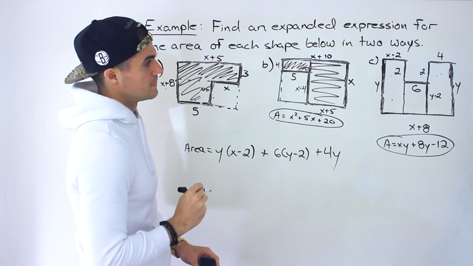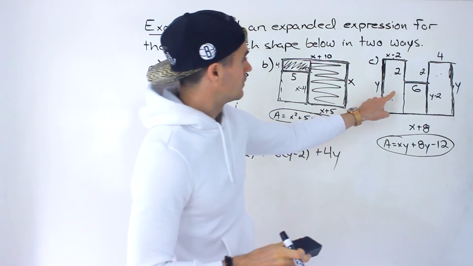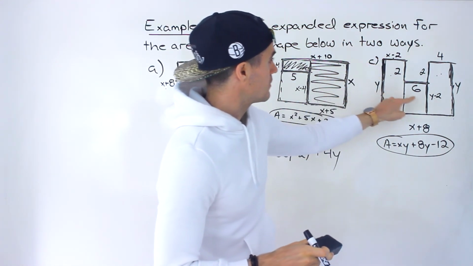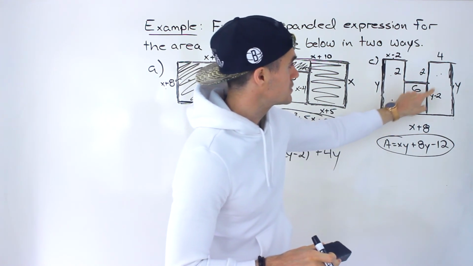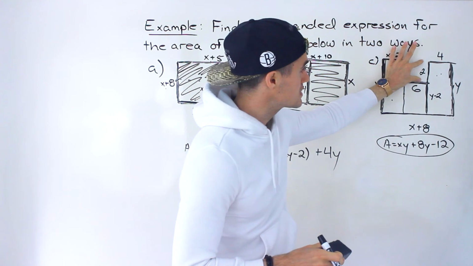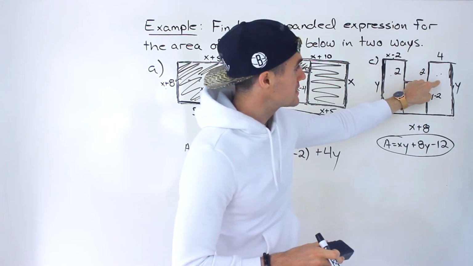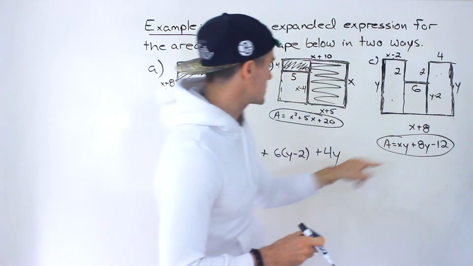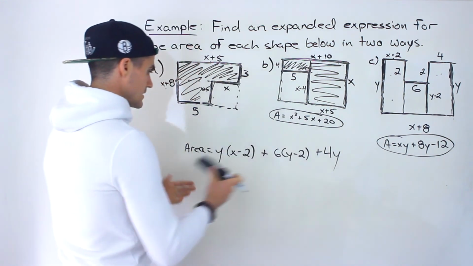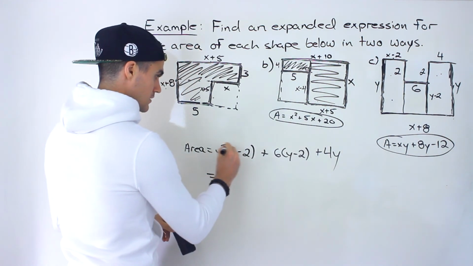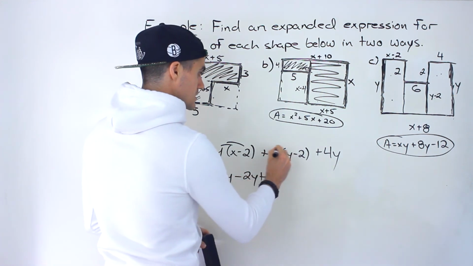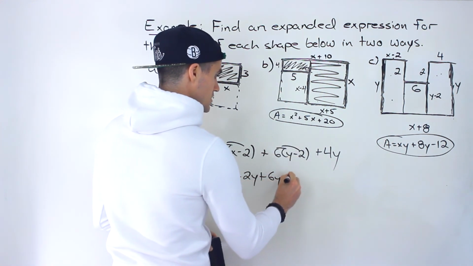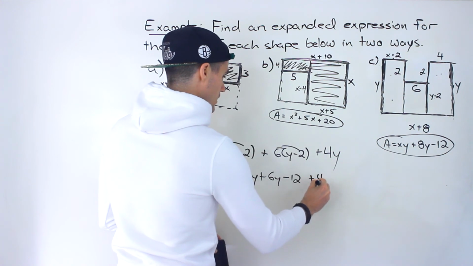Like that. Right? This area, x minus 2 times y. This area, 6 times y minus 2. And the y minus 2 we got from y minus this small length. And then this area is going to be 4 times y. And then let's add these up. What happens here? So we'll have xy minus 2y plus 6y minus 12 plus 4y.